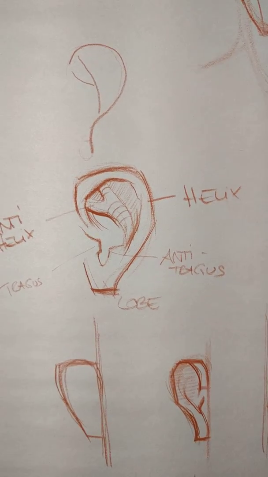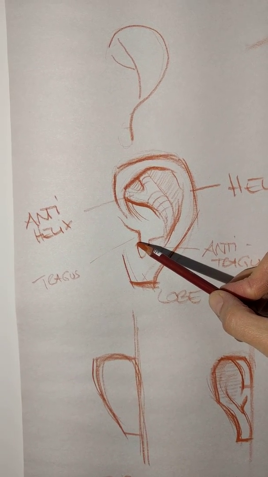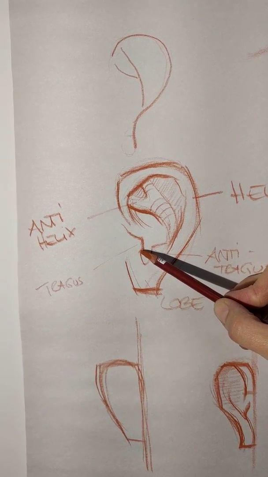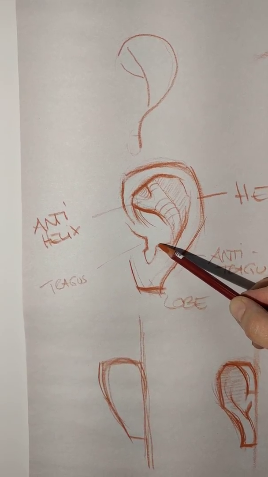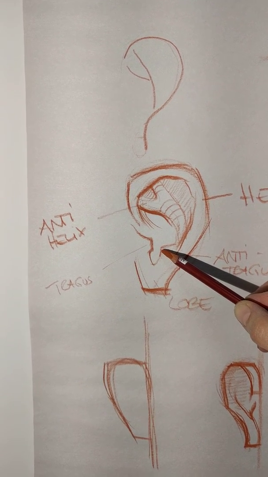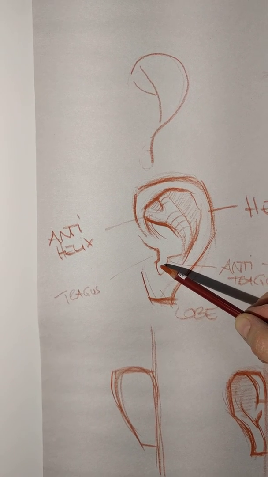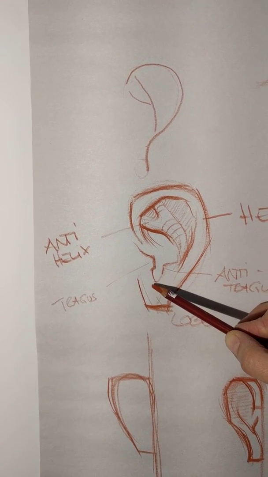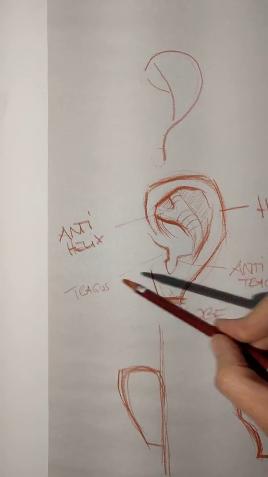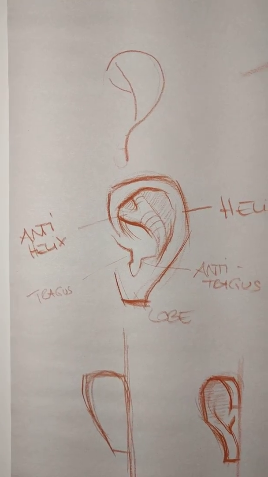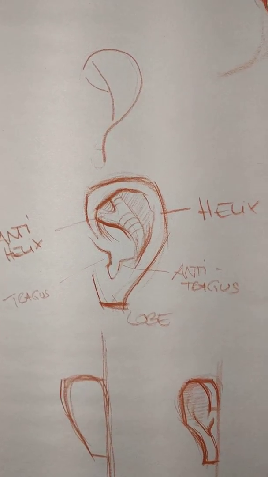The other parts you want to be aware of are this little tab that covers up your ear canal. It's called the tragus. On the other side is another little bump called the antitragus, and in between the two you have this little notch-like thing, and below it sits your earlobe. So you kind of want to have 1, 2, 3, 4, 5 items that you will want to account for in your drawing.